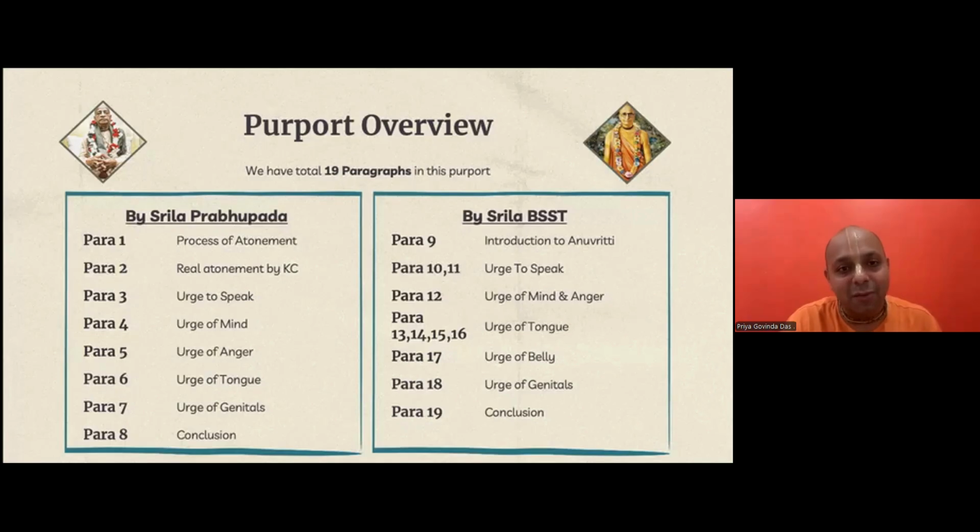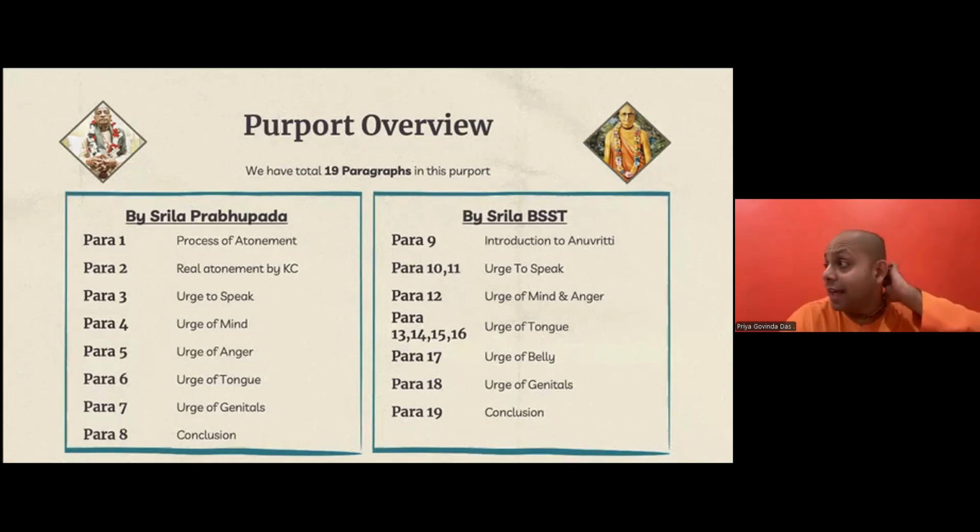From paragraph 9 onwards, he introduces the commentary of his Guru Maharaj, Anuvritti, and then he gives us the commentary of Srila Bhakti Siddhanta Thakur, in which he talks about the urge to speak, mind, anger, tongue, belly, genitals, and conclusion, everything. So let us enter into it. But before entering, let us understand why this verse is spoken like this.